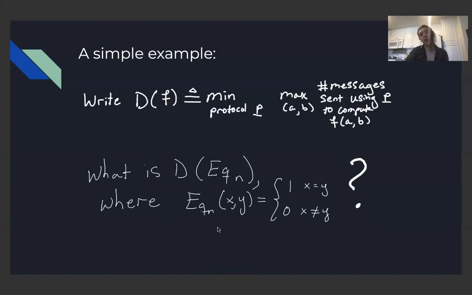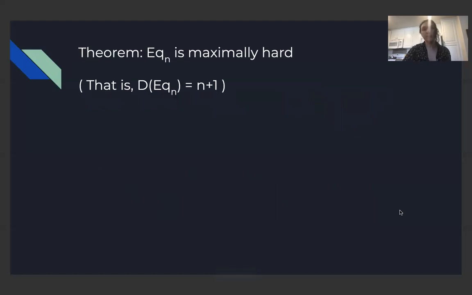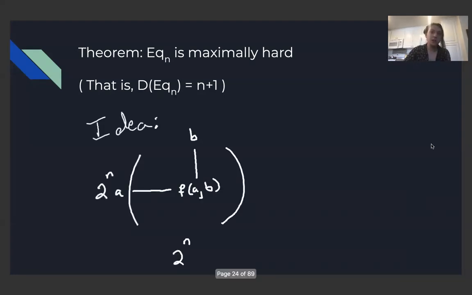So EQ sub n is 1 if x equals y, and is 0 if x does not equal y. Theorem: equality is maximally hard. That is, the deterministic complexity is actually n plus 1, which, like we said earlier, is sort of the worst possible. And there's some really interesting combinatorics that goes into proving this. So let's go ahead and see it.